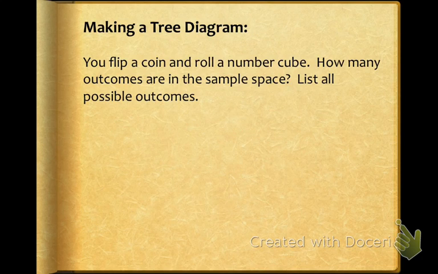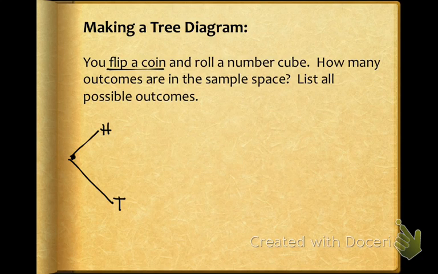So you flip a coin and roll a number cube. How many outcomes are in the sample space? List all the possible outcomes. Well, to make sure that we got them all, that brute force method is not usually the best. So here's how we can use a tree diagram to figure this out. The first thing that we're doing is flipping a coin. How many possible outcomes do I have for flipping a coin? I have 2. So I'm going to have 2 branches to start my tree. I could either get heads or I could get tails.